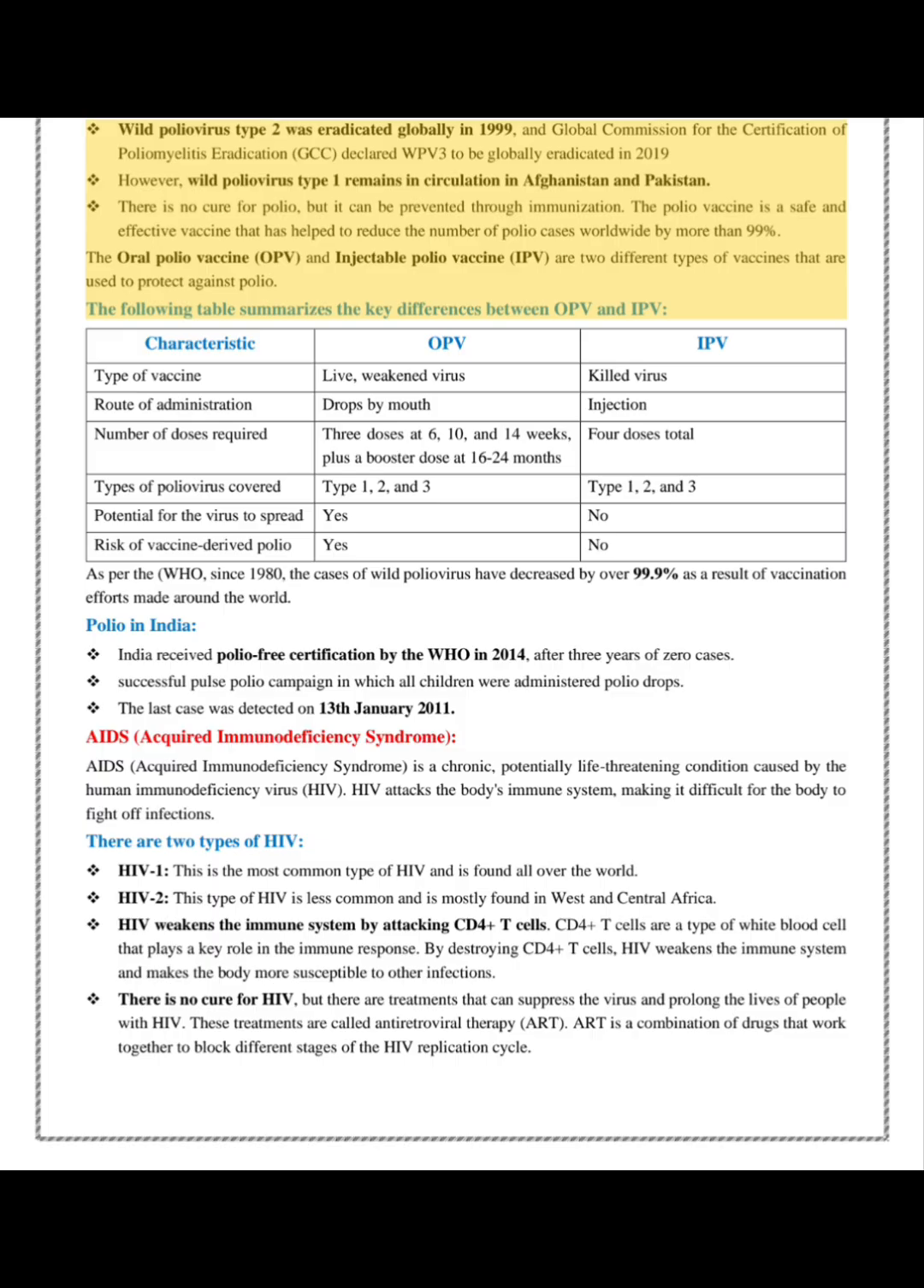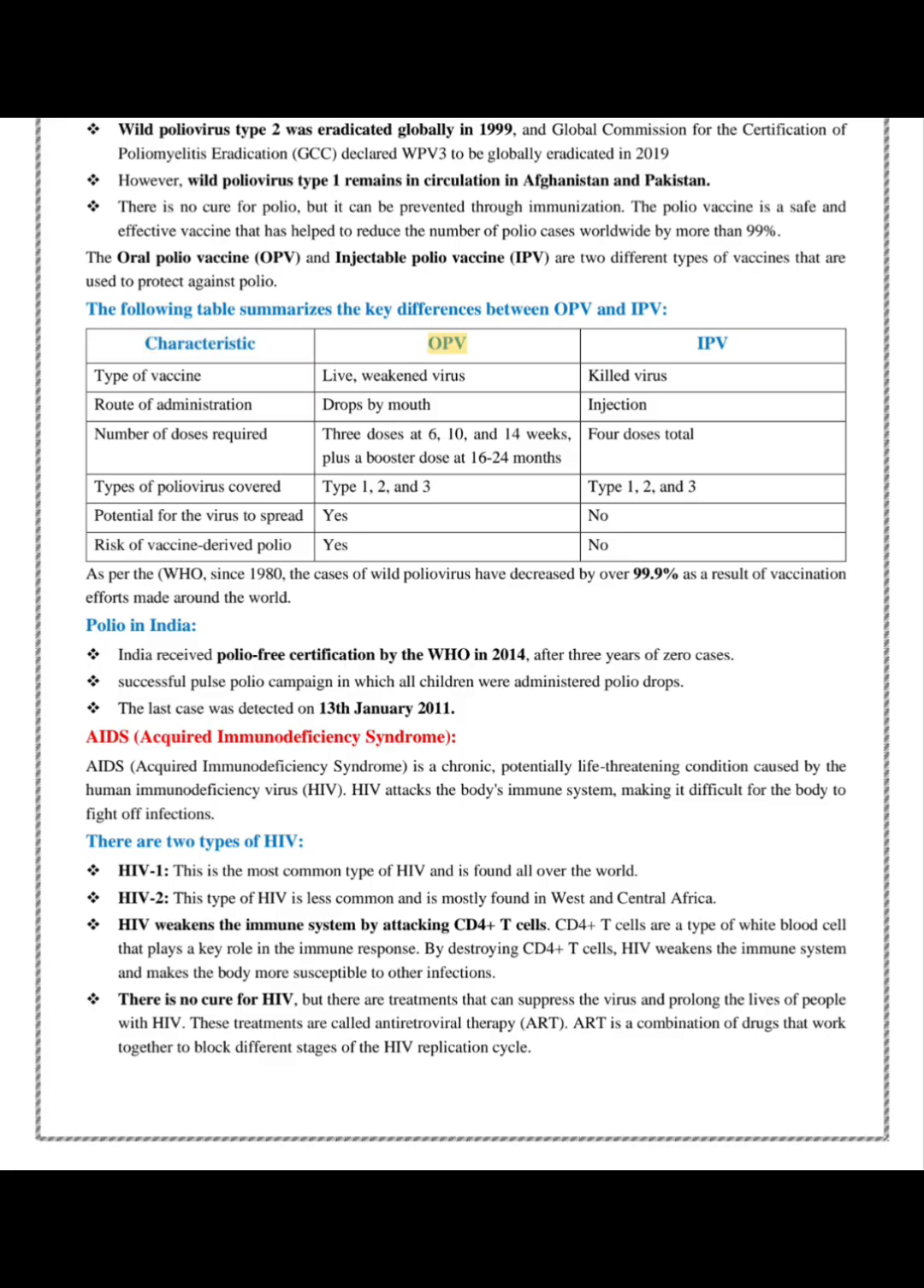There is no cure for polio, but it can be prevented through immunization. The polio vaccine is a safe and effective vaccine that has helped to reduce the number of polio cases worldwide by more than 99%. The oral polio vaccine, OPV, and injectable polio vaccine, IPV, are 2 different types of vaccines that are used to protect against polio. The following table summarizes the key differences between OPV and IPV.